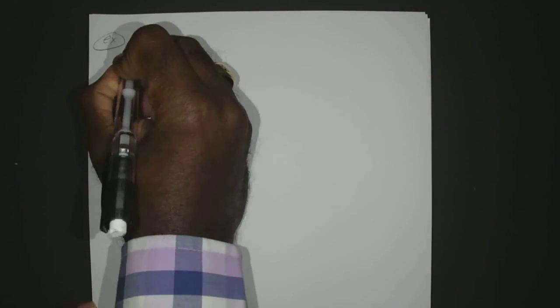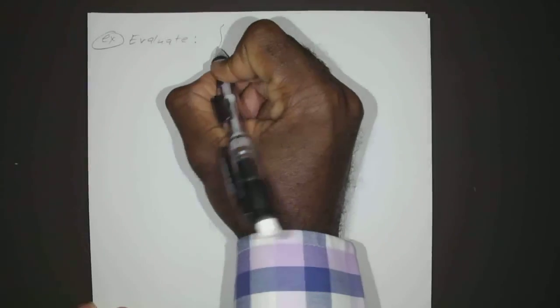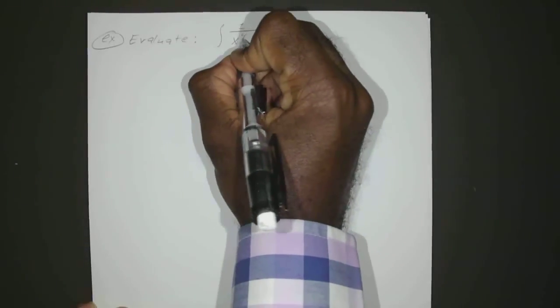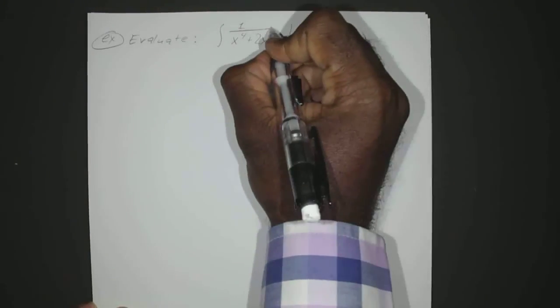Okay, so let's say, for example, we want to evaluate the integral of 1 over x to the 4th plus 2x to the 3rd with respect to x.